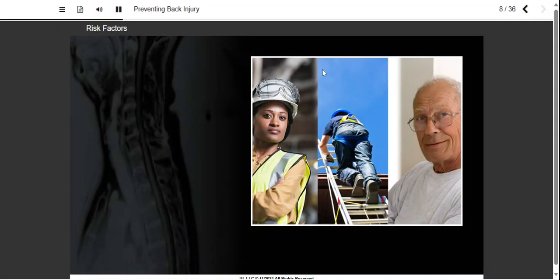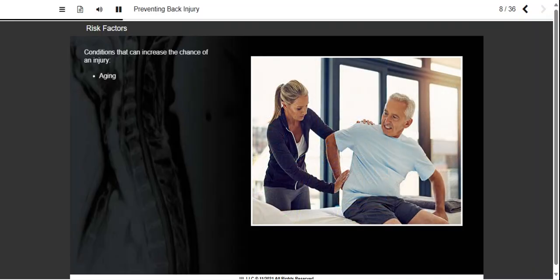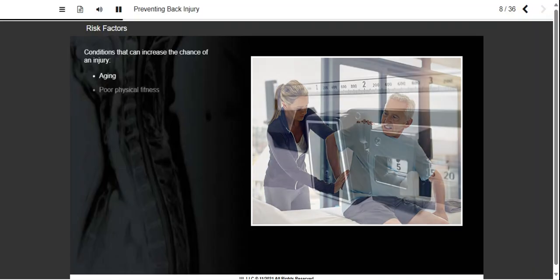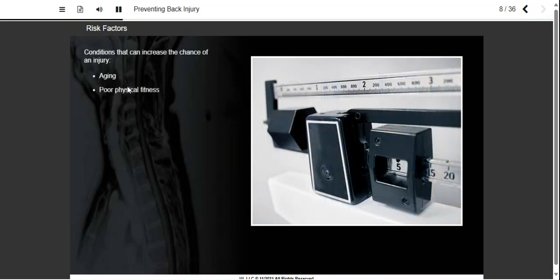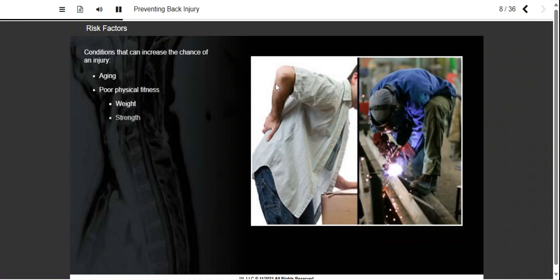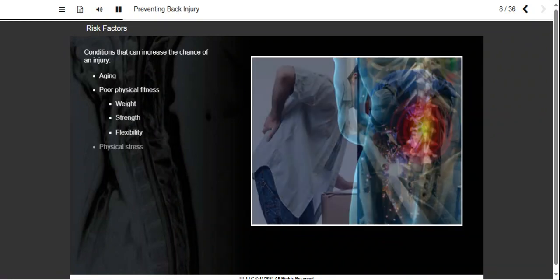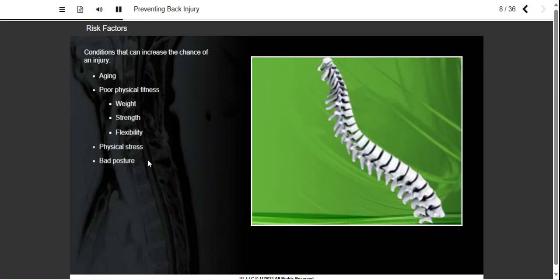Risk factors are conditions that can increase the chance of an injury. The more risk factors you are exposed to, the greater your chance of developing some type of back injury. For example, as you age, the discs in your back tend to compress, dehydrate, and become less pliable. Other factors that increase your risk of back injury are poor physical fitness, which includes your weight, strength and flexibility, physical stress, and bad posture.